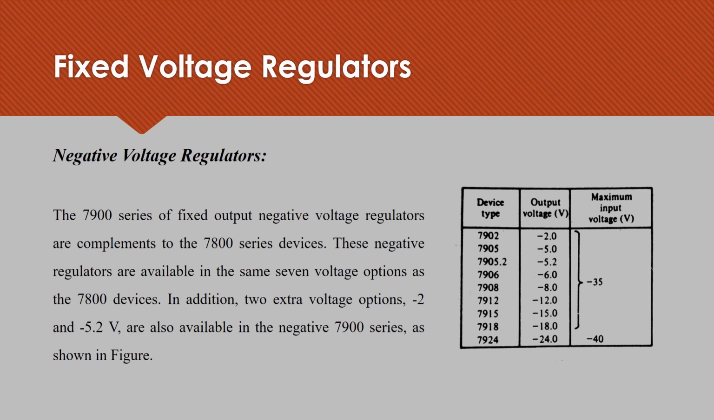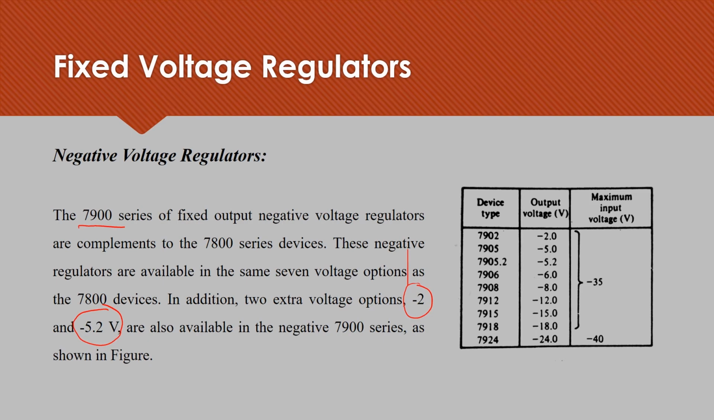Next, we come to negative voltage regulators in the fixed voltage regulation. The 7900 series of fixed output negative voltage regulators are the complements of the 7800 series devices. The negative voltage regulators are available in the same 7 voltage options as the 7800 devices. In addition, we have two more devices, one with minus 2 volt and another with minus 5.2 volt. They are also available in the 7900 series.